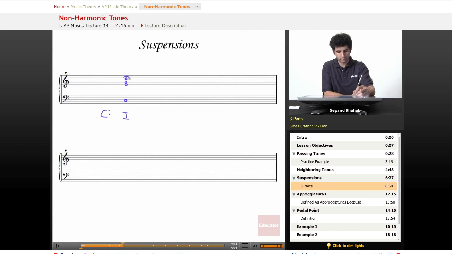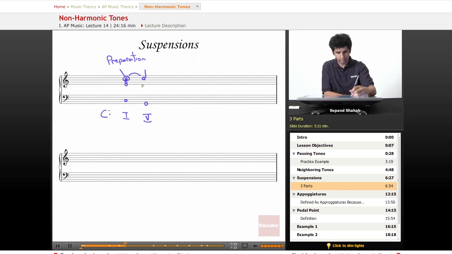So this C is being prepared, preparation. And when I say it's being prepared, it means that it appears first in a consonant context, and then it's going to be tied over. And I'm going to change chords now to a 5.